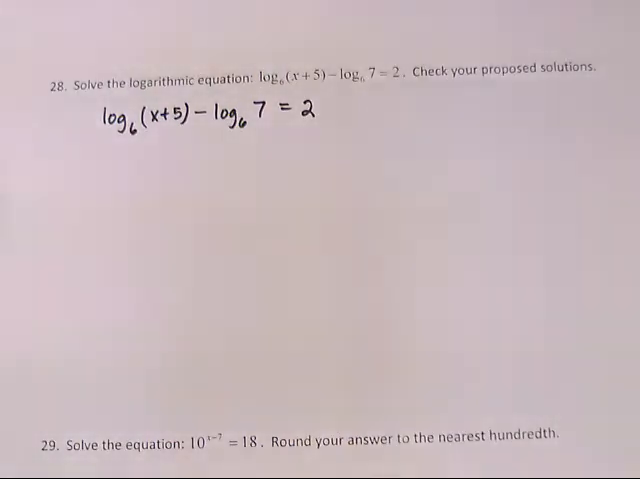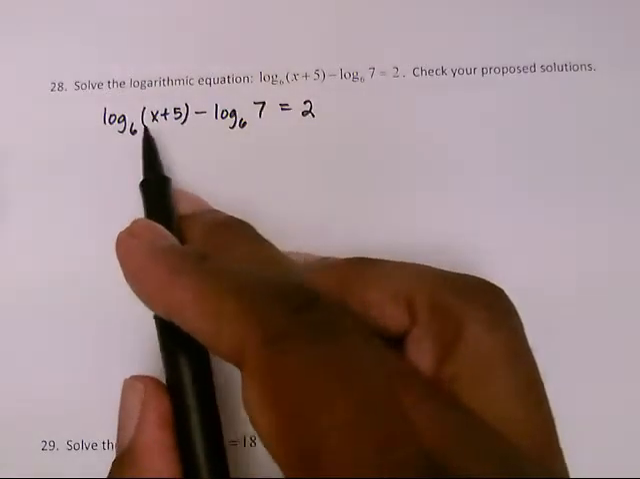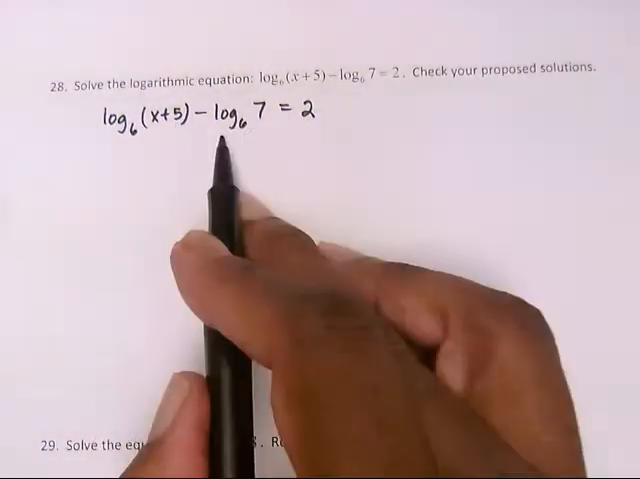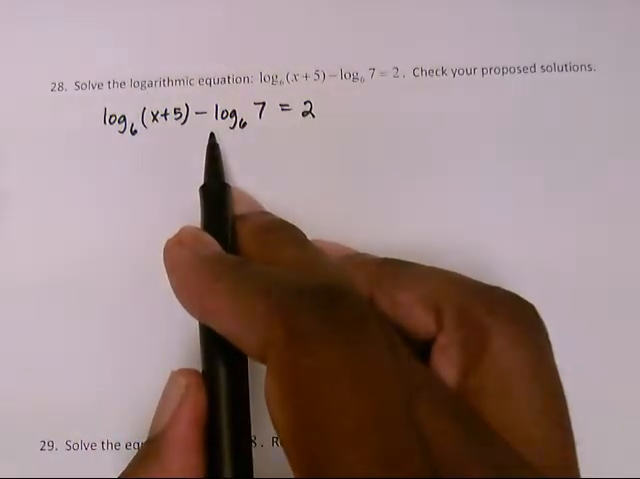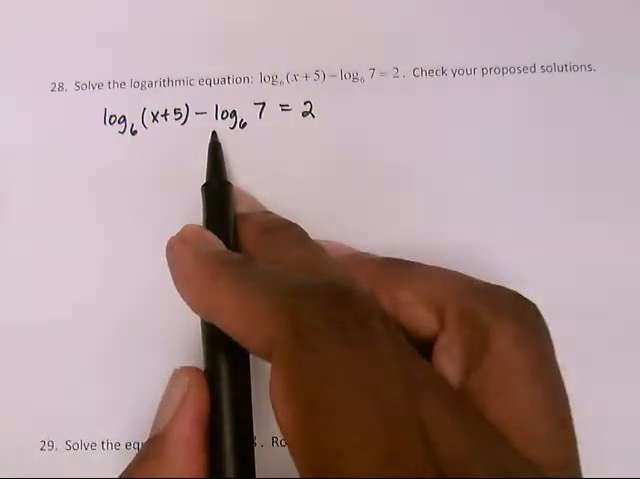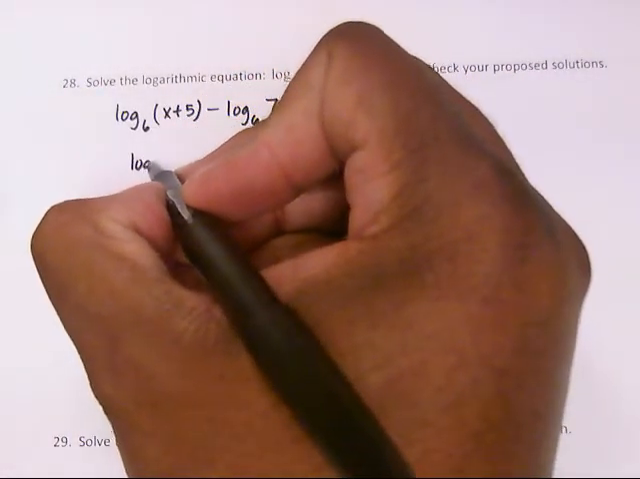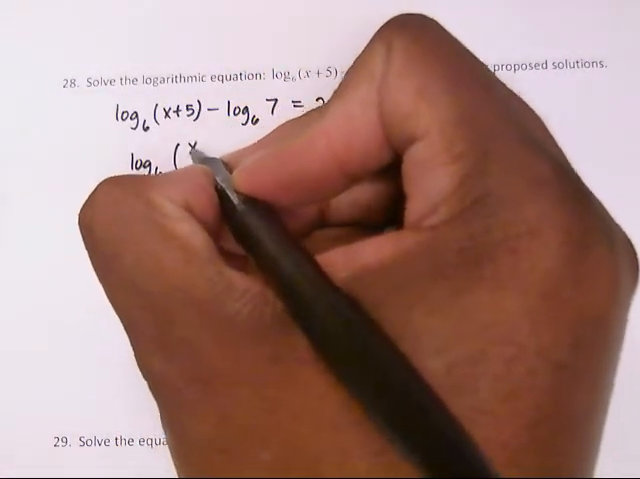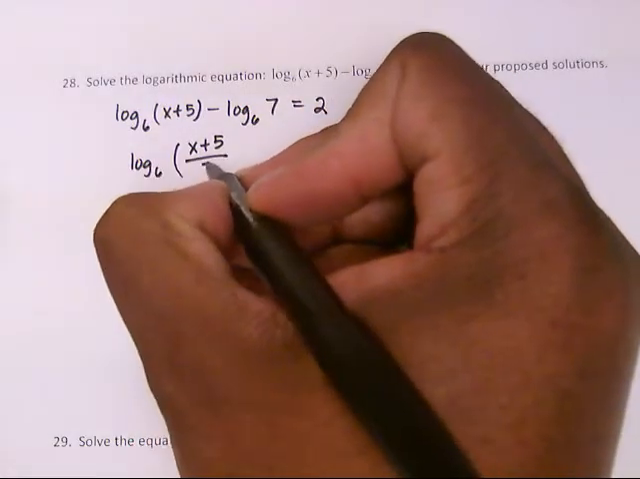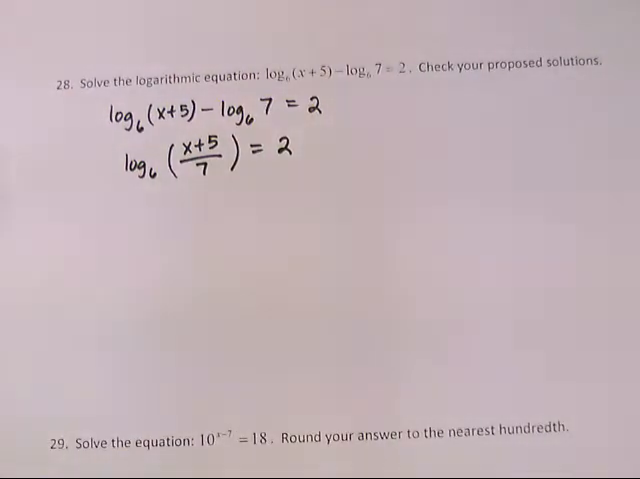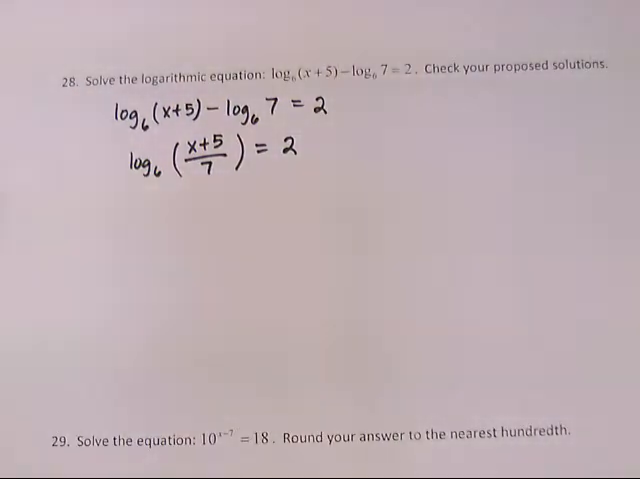The left side I need to condense as a single logarithm because I have a minus sign in between the two logarithms. That tells me I have the difference of their individual logarithms. I can condense that using the quotient rule by writing it as the log of the quotient. So this will be log to the base 6 of x plus 5 over 7 equal to 2. So I'm applying the quotient rule here.